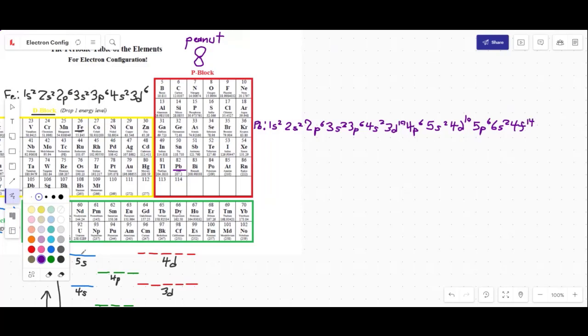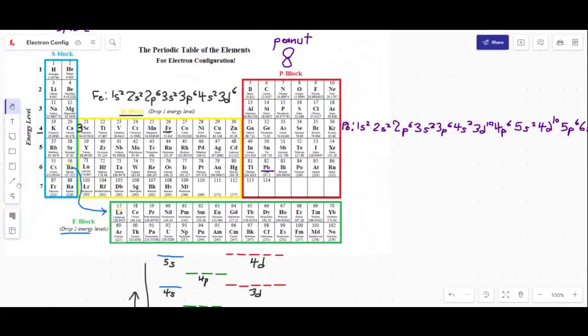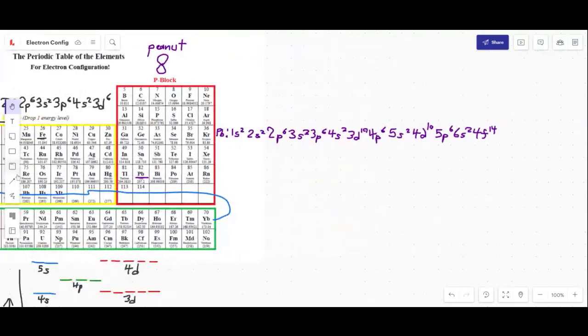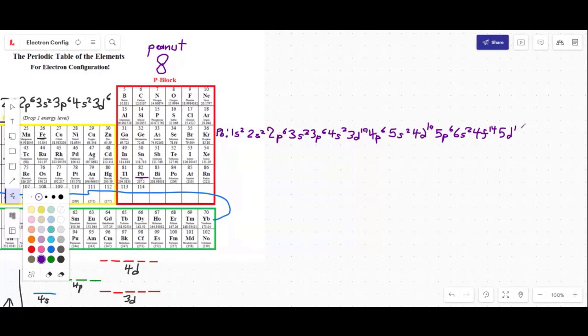After that, we can go back here. After 70, we can go back and go up to 71. So that's going to be what? 5d10. And then after 5d10, 6p2. Very good.